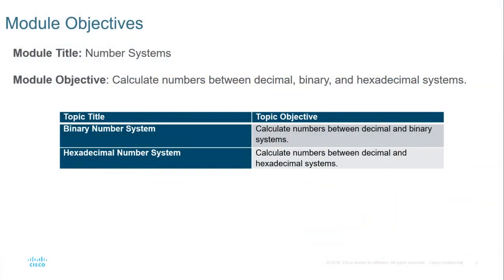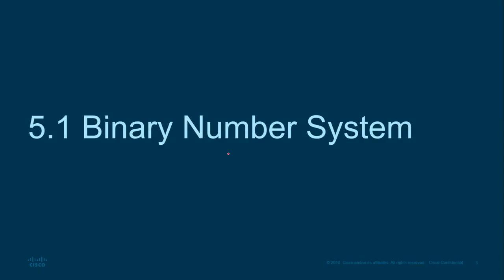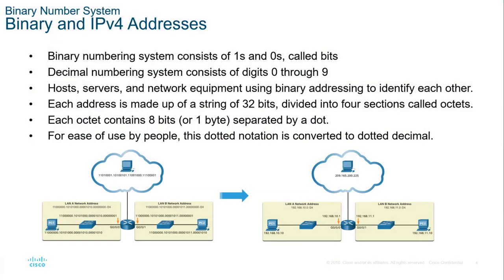Through this chapter, we're going to cover these areas: the binary number system and then the hexadecimal number system. Under the binary number system, we're going to go through binary, and then we put it in context of IP addresses.